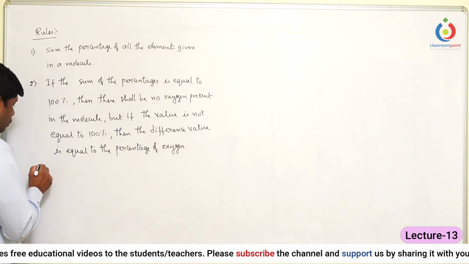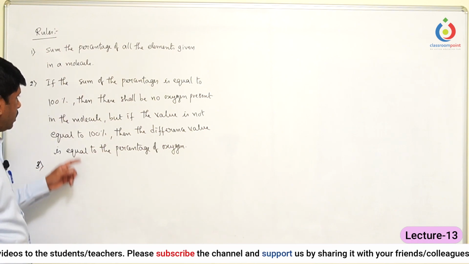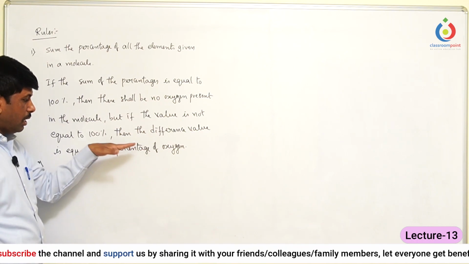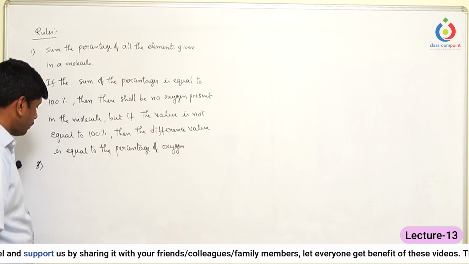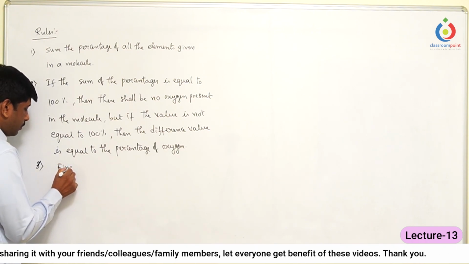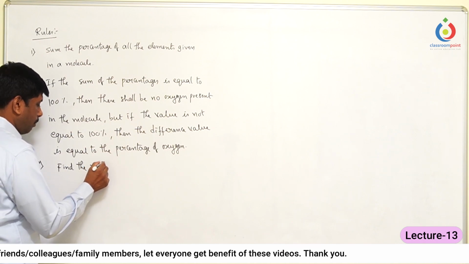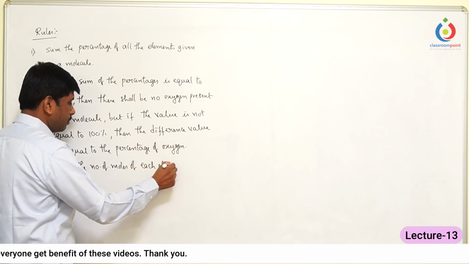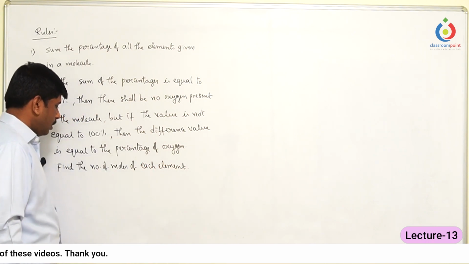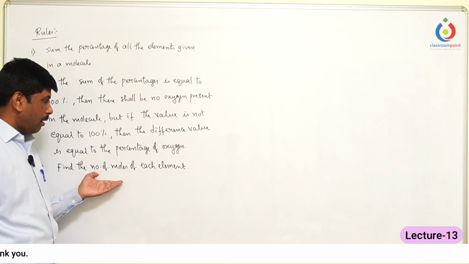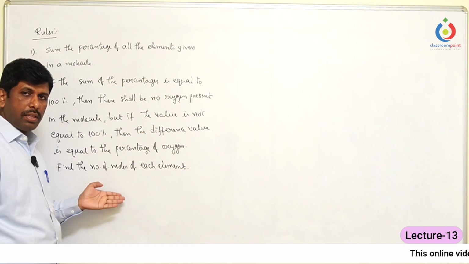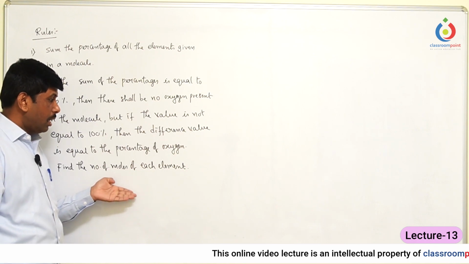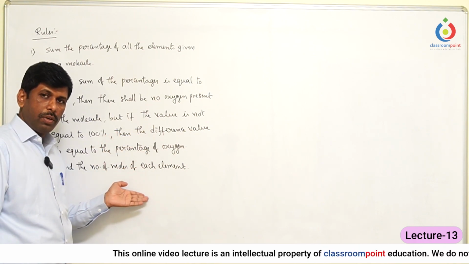Next one. Once you confirm that the percentages equal 100, or you have calculated the percentage of the oxygen also, then from here onwards we have to follow the common rules. That is, find the number of moles of each element. That means if mass is given, divide by their atomic masses. If a number of atoms are given, divide by Avogadro number. If volume is given, divide by 22.4 liters.